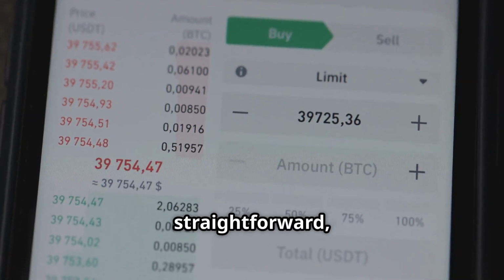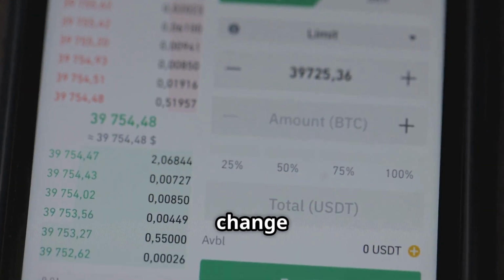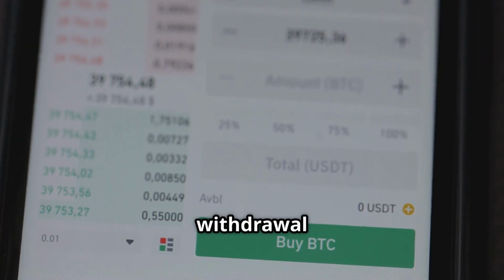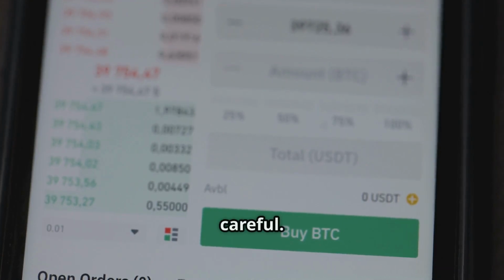This method is straightforward, but you have to be quick. Prices can change in seconds, and transfer fees or withdrawal limits can eat into your profits if you're not careful.